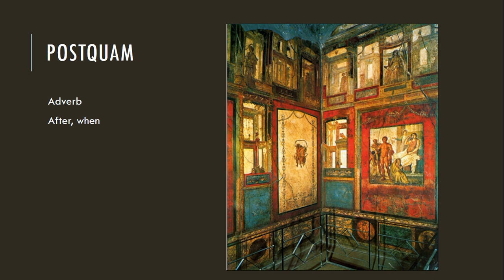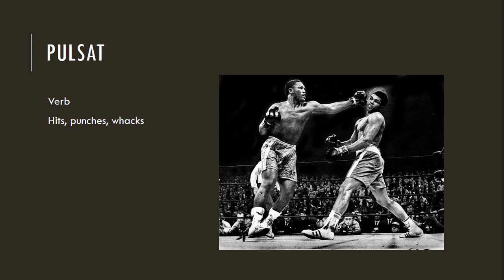Our next word is postquam, an adverb that means after or when. So postquam filii cubiculum intraverunt, filii cenabant. So after the sons entered the room, the sons were eating. Pulsat is a verb that means hits or punches or whacks. You can pulsat ianuam. You can pulsat a person. So here, the pugil pulsat, the boxer hits.